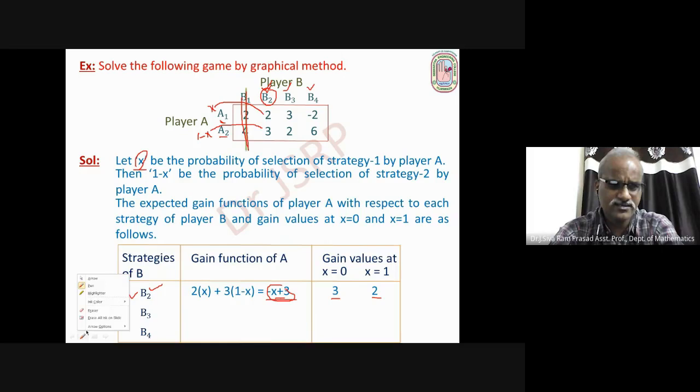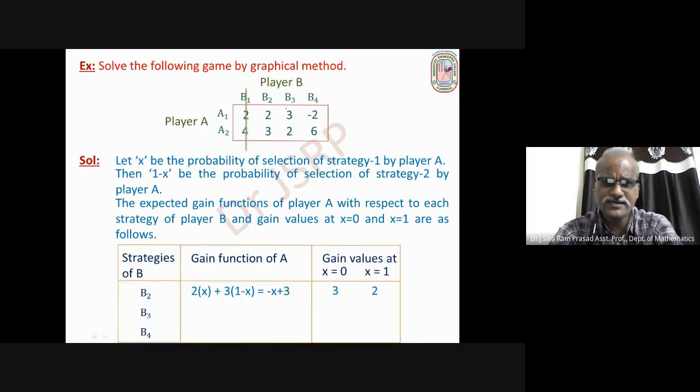Similarly, calculate the expected gain function corresponding to the third strategy of player B. Okay. So x into 3 plus 1 minus x into 2. That is 3 into x plus 2 into 1 minus x. That is 3x plus 2 minus 2x, that is x plus 2. When x equals 0, gain value 0 plus 2, 2. When x is 1, gain value 1 plus 2, 3.